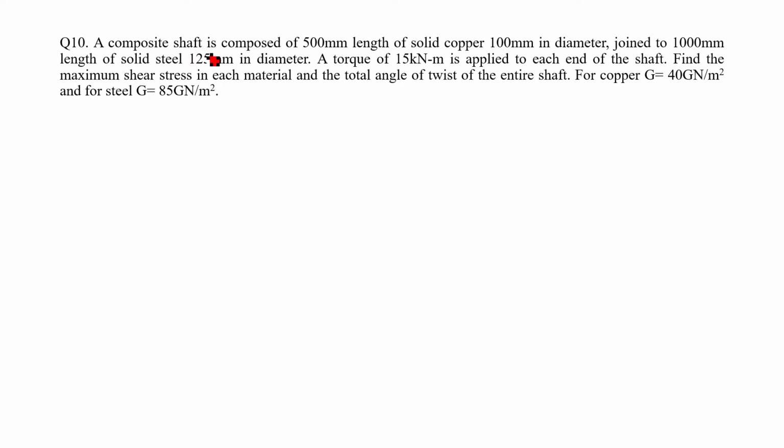A composite shaft is composed of 500 mm length of solid copper, 100 mm in diameter, joined to 1000 mm length of solid steel, 125 mm in diameter. So I can draw a diagram here at the start. It's given that a solid copper whose diameter is 100 mm and 500 mm length. So I can also write the data at the same time. There is copper material and there is steel material.